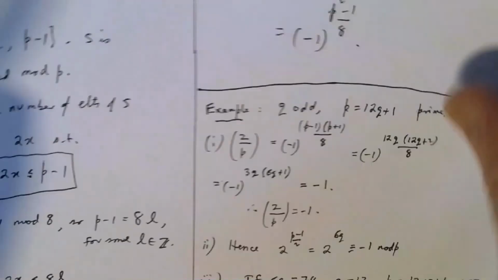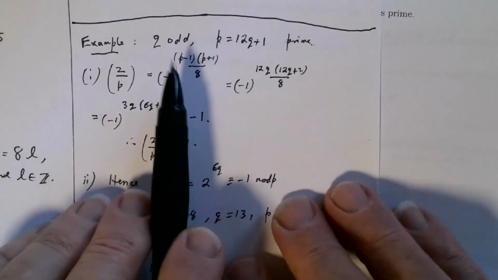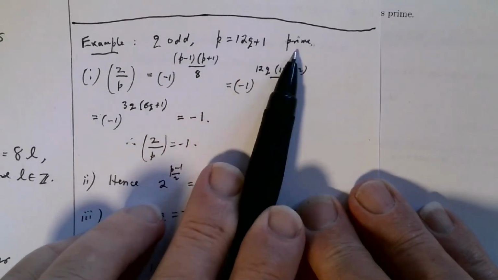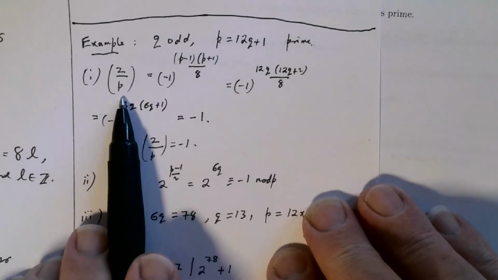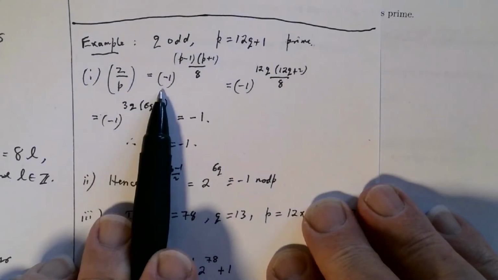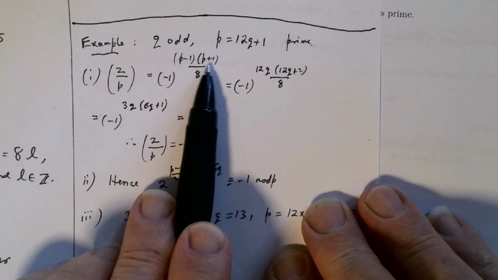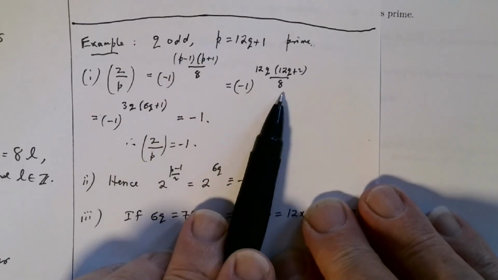So let's just work through this one here. Here we've got q is odd and p is 12q plus 1, and we're assuming this is a prime number. So we hit it with our lovely formula that (2 over p) is (-1) to the (p squared minus 1) over 8. I factor the p squared minus 1, and then I can plug this in its place. And so I simply get that.